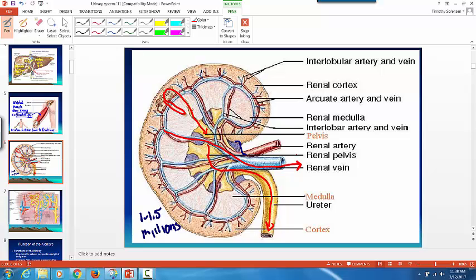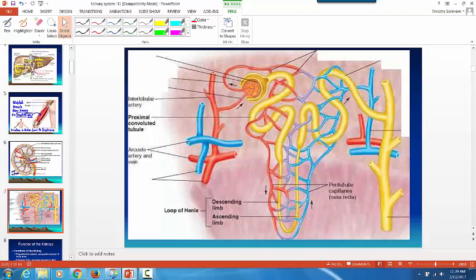So let's look now at the basic and most important functional unit of the kidney, and that is the nephron. So let me give you an overview of this, and then we'll get a little more specific. Now, as you can see, you have this little yellow brick road, right? The yellow brick road. These are referred to as the collecting tubules.